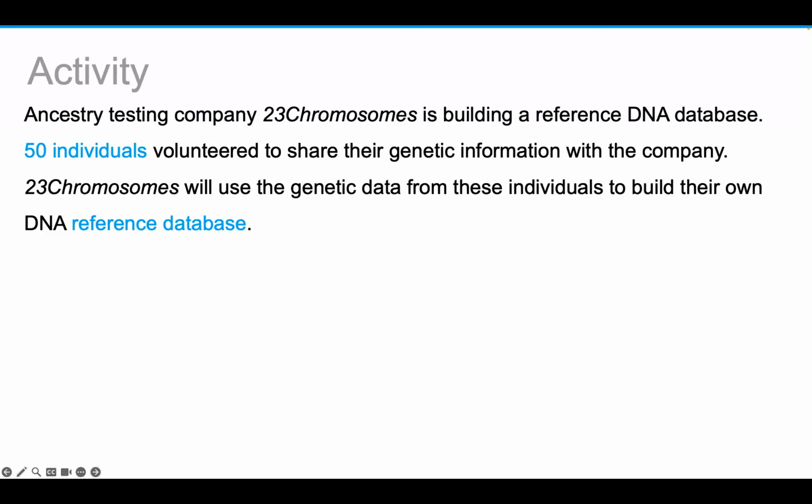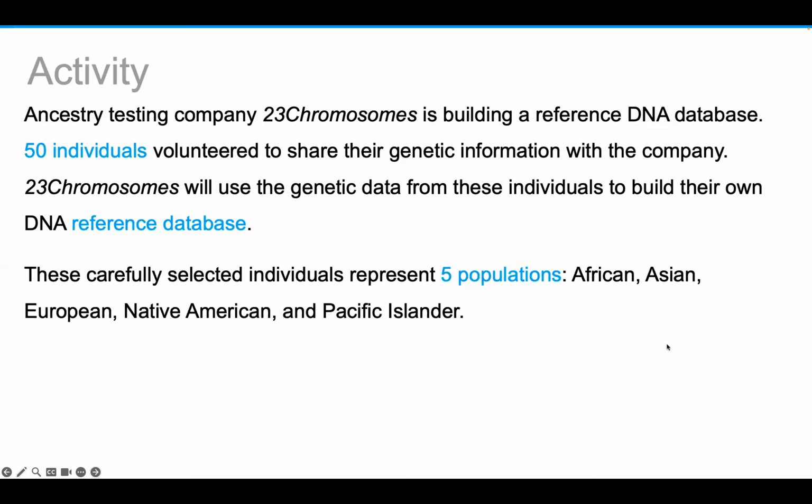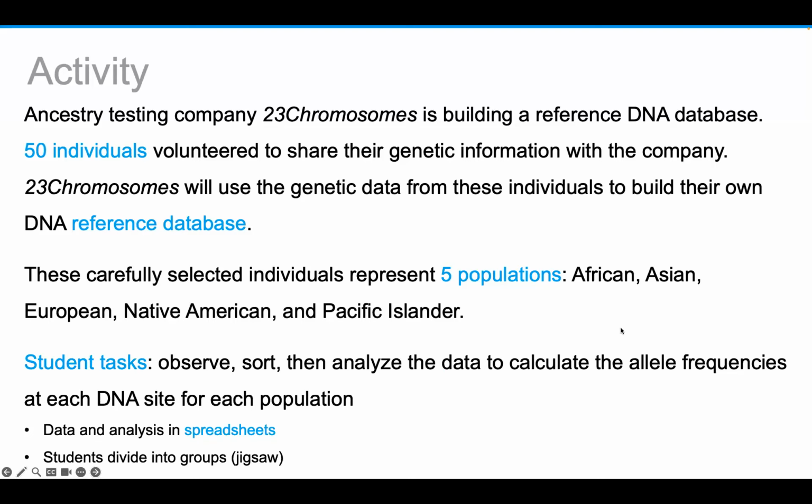So the example here is of an ancestry testing company called 23 Chromosomes that's building a reference DNA database. 23 Chromosomes selected 50 individuals from 5 regions around the world who volunteered to donate their genetic information for the company, and they'll use the genetic information from these individuals to build their own reference database. These individuals are represented from 5 global populations, labeled African, Asian, European, Native American, and Pacific Islander. So throughout this lesson, the students' tasks are to observe, sort, and then analyze the data to calculate allele frequencies at each DNA site for each population, just as an ancestry testing company would when making their reference databases.